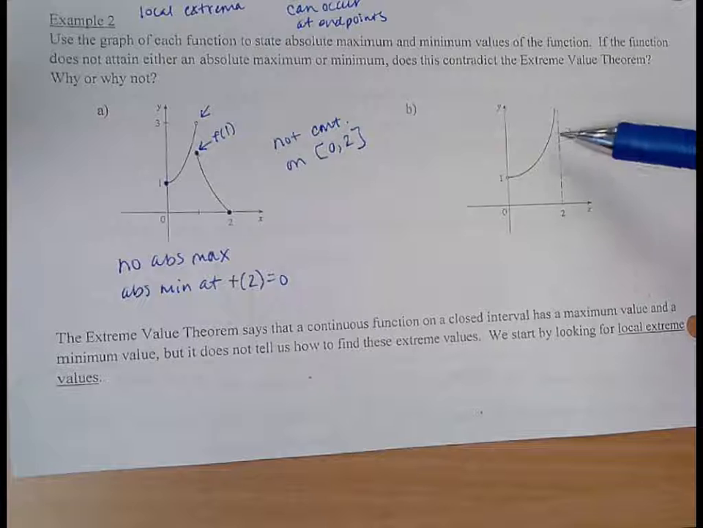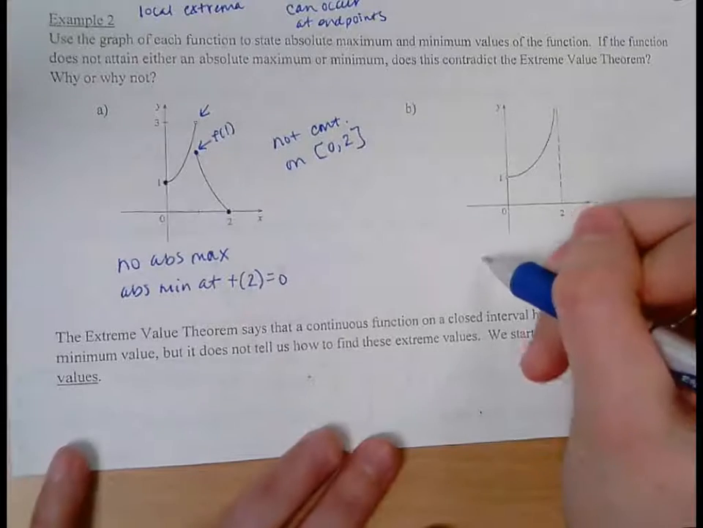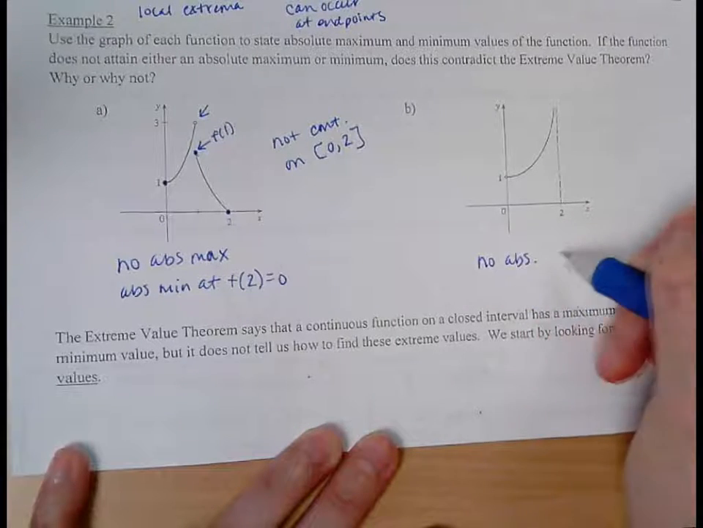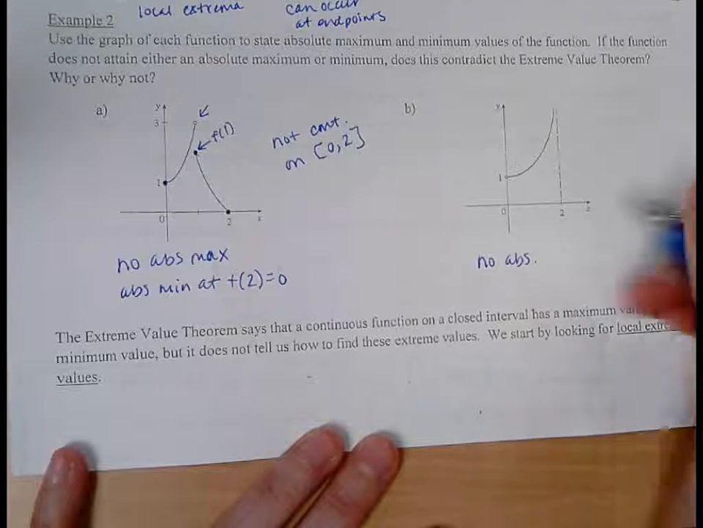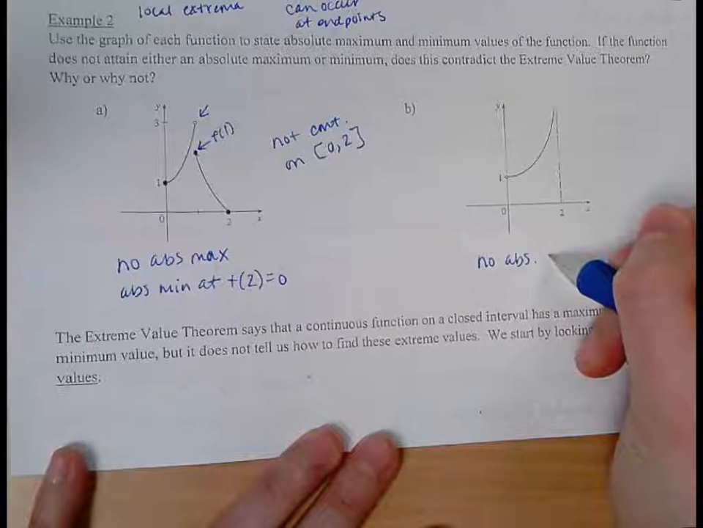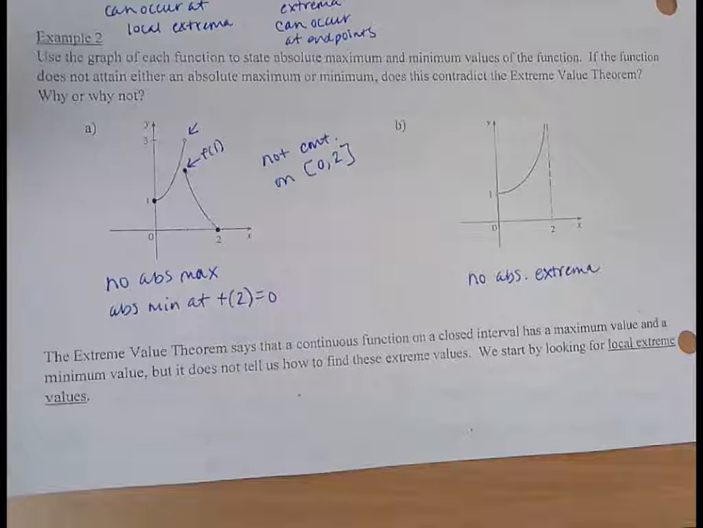No, this is continuing up. There's no endpoint there, so there's no absolute max. Is there an absolute min? No, because it's open. So it never actually reaches that point. So no absolute extrema. Does that contradict the extreme value theorem?